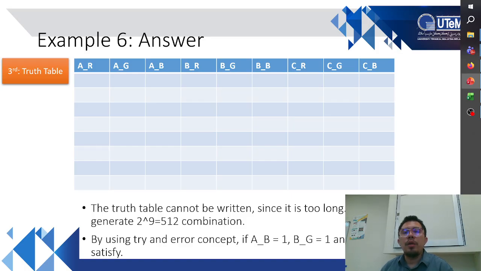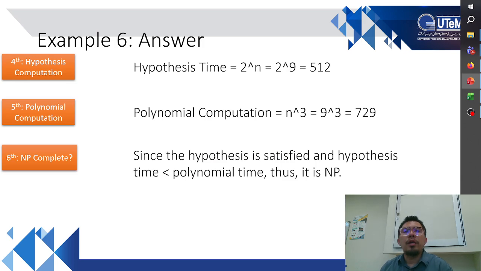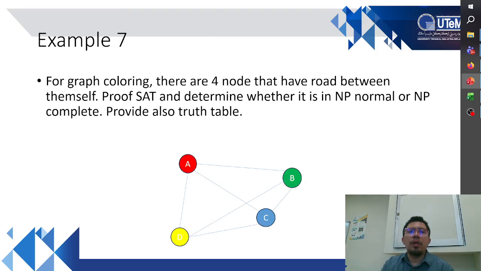Let's say A blue is 1, B green is 1, C red is 1. So the output becomes 1. It is satisfied. Then we calculate the hypothesis time, which is 512, and the polynomial time, which is 729. Since the hypothesis is satisfied and hypothesis time is less than polynomial time, it is NP.